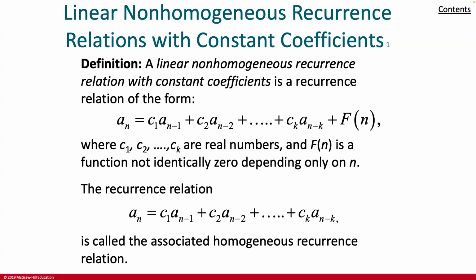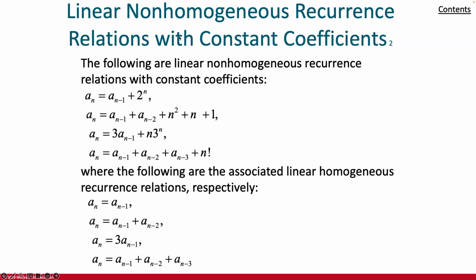A linear non-homogeneous recurrence relation with constant coefficients is a recurrence relationship of the form that's listed here, where C1, C2, up to Ck are real numbers and f sub n is a function, not identically zero, depending only on n. We have the recurrence relationship that is listed here, and it is called the associated homogeneous recurrence relation.